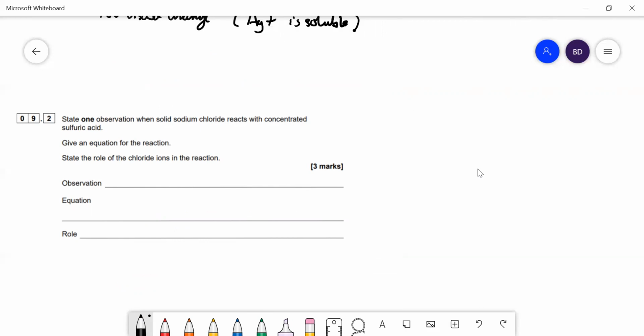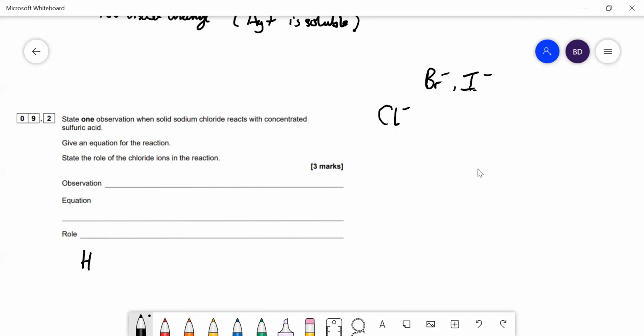Halide ions have some reducing power, yeah? Br minus, I minus. I minus is not a bad reducing agent because it's quite big. It loses its electrons quite easily. It doesn't ask you this, but I'm just explaining. Chloride ions are not very good reducing agents at all, so you don't get a redox reaction occurring with the sulfuric acid. The only thing that happens is you'll get an acid-base reaction. Which I'll write down at the bottom.